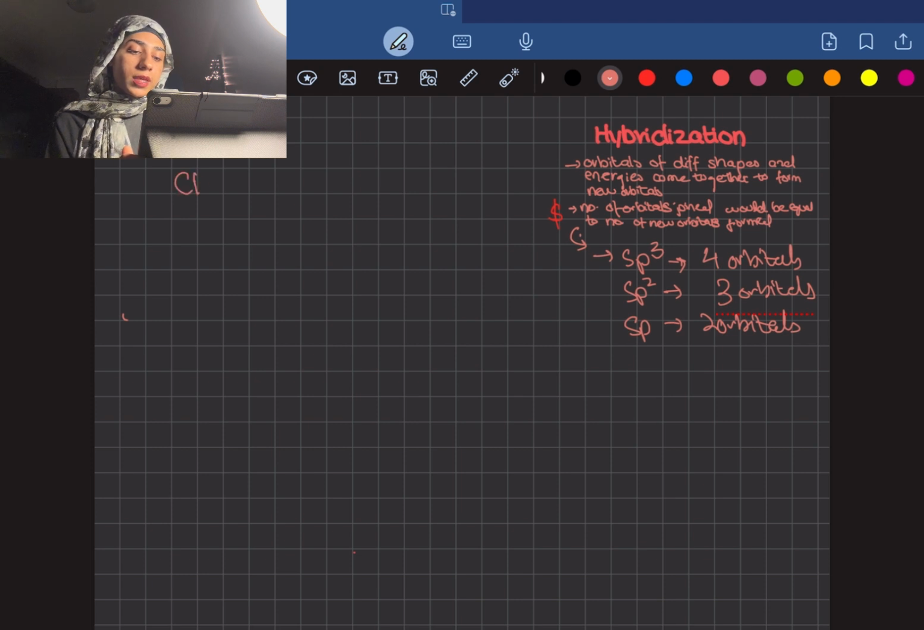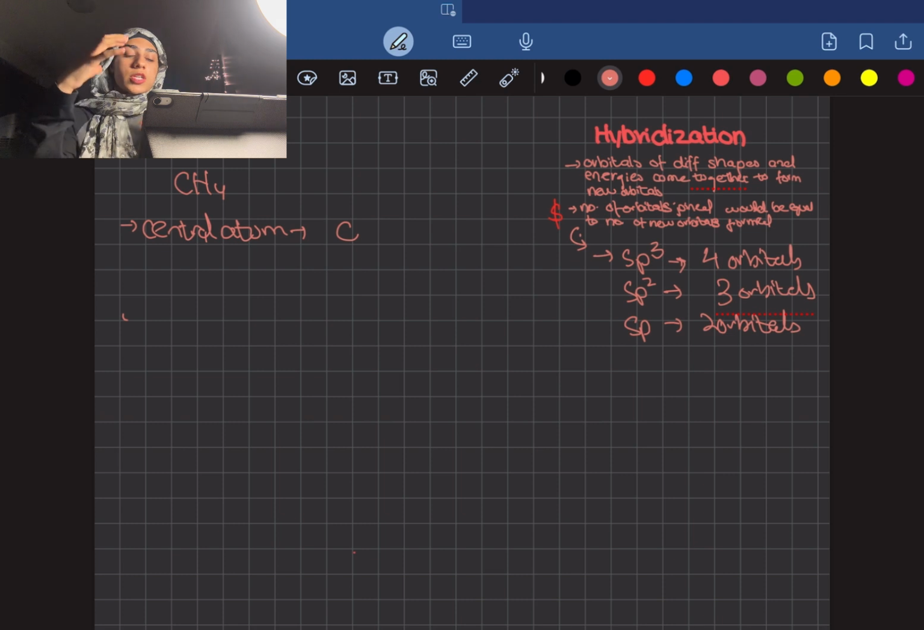So let's say we are dealing with CH4. The first thing would be to check which is your central atom. So over here, I know carbon is my central atom because I have 4 hydrogens. So 4 hydrogens are going to come together and join along with the carbon. So carbon is my central atom, so it's carbon 6.